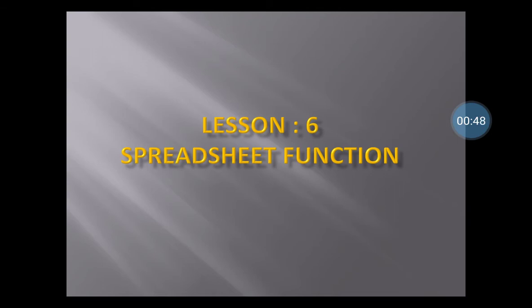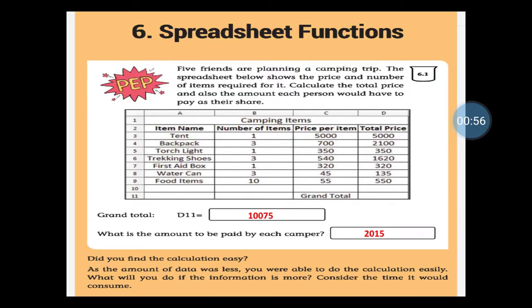Okay, so first, all of you open your studio book and open page number 49. We will start this lesson with this PEP activity 6.1. Here I'll read this activity. Five friends are planning a camping trip. The spreadsheet below shows the price and number of items required for it. Calculate the total price and also the amount each person would have to pay as their share.